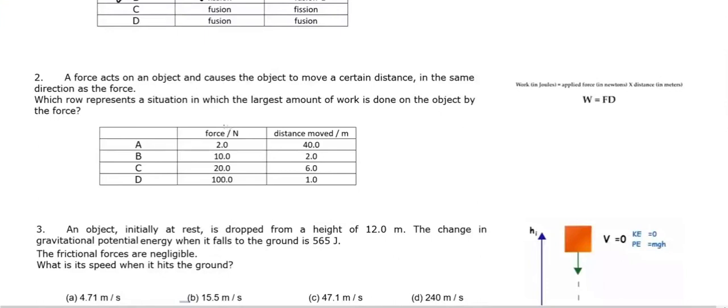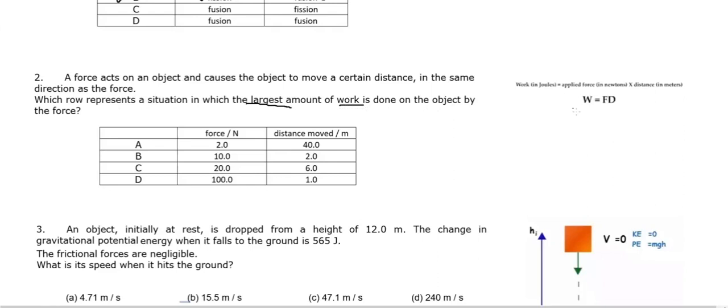The second question: a force acts on an object and causes the object to move a certain distance in some direction as the force. Which row represents the situation in which the largest amount of work is done on the object by the force? So here we need to find the largest amount of work.